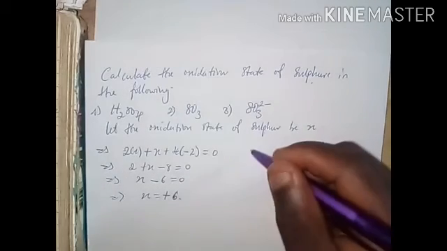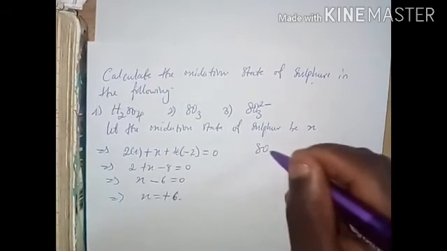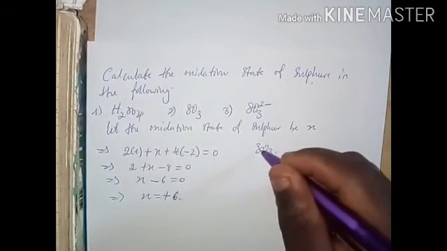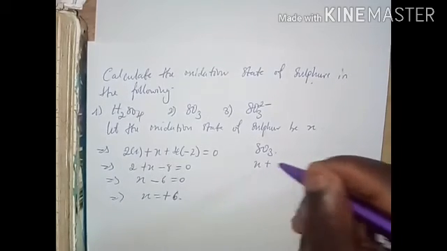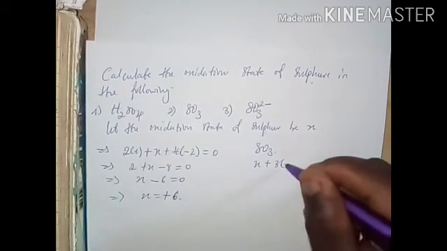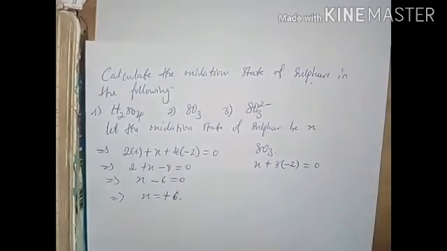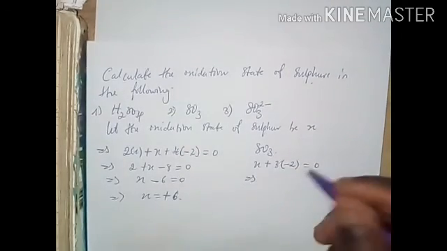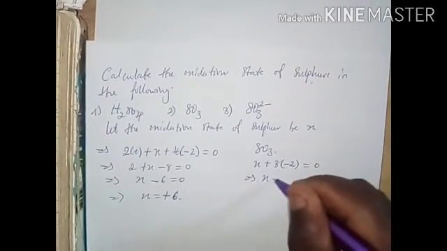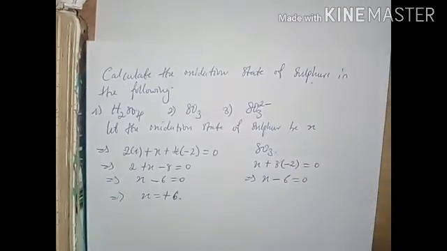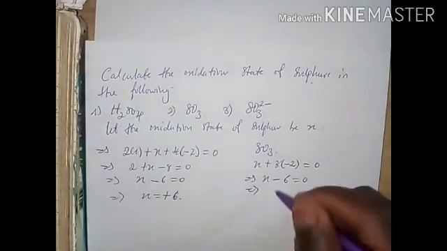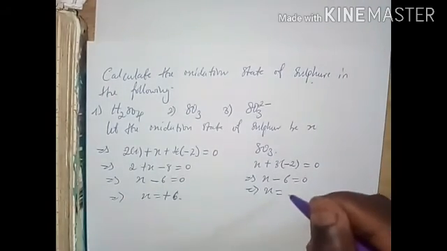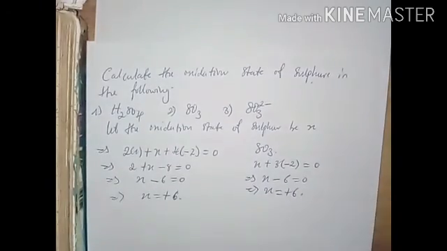In the second case, we have sulfur trioxide. We say so that there's one sulfur here, so that X plus 3 times oxygen is minus 2 should be equal to 0. This will imply that X minus 6 will be equal to 0, and from here it implies that X is equal to plus 6.